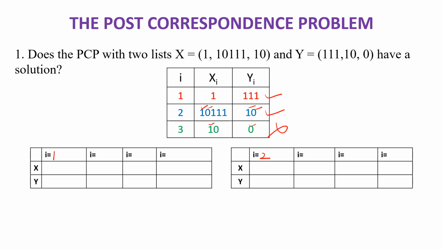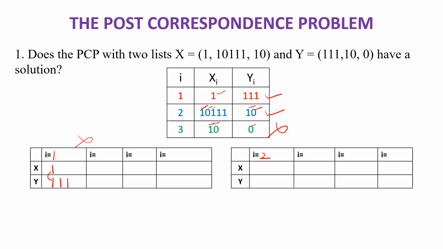So, if i is equal to 1, x1 is 1 and its corresponding y1 is 1 1 1. After selecting i equal to 1, you can see here a 1 on the upper half equal to a 1 on the lower half, whereas there are two extra 1s in the lower half. So we must select an i whose string starts with two consecutive 1s. If you see here, x1 doesn't have two consecutive 1s, nor x2, nor x3. So this sequence fails.